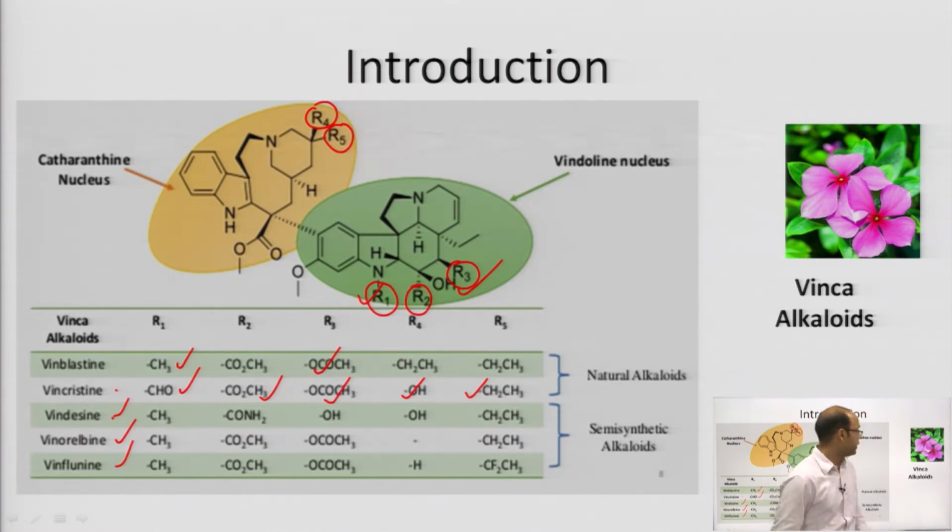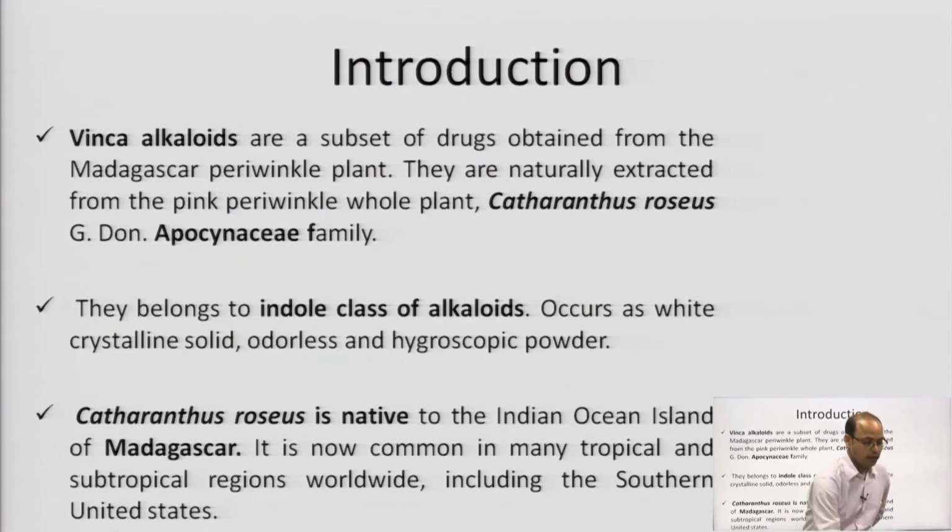And you can see the image of the Vinca alkaloid source. This is the periwinkle plant. You must be aware of the periwinkle plant. It is Catharanthus roseus, or in Hindi you know it by the name Sadabahar. So this is the plant from where you can isolate the Vinca alkaloids.